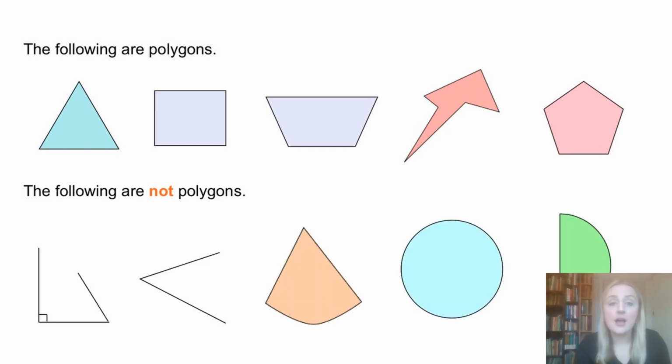And then I say, and these aren't polygons. Look at that first one. It is 2-dimensional. It does have straight sides, but it's not closed. And same with the second one. It is 2-dimensional. It has straight sides, but it's not closed. There's a gap in the sides. It's not a complete perimeter. There's a gap in it.